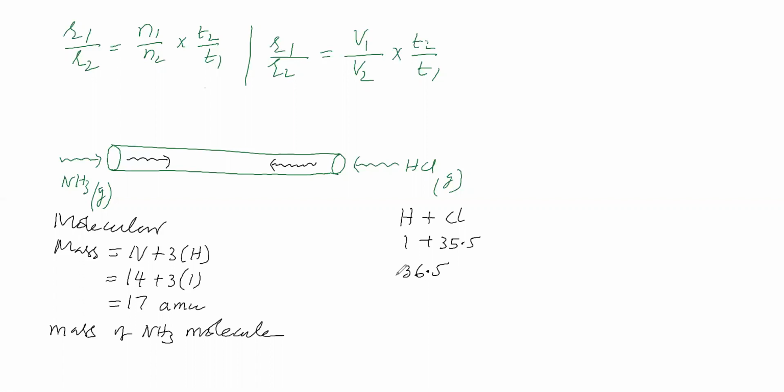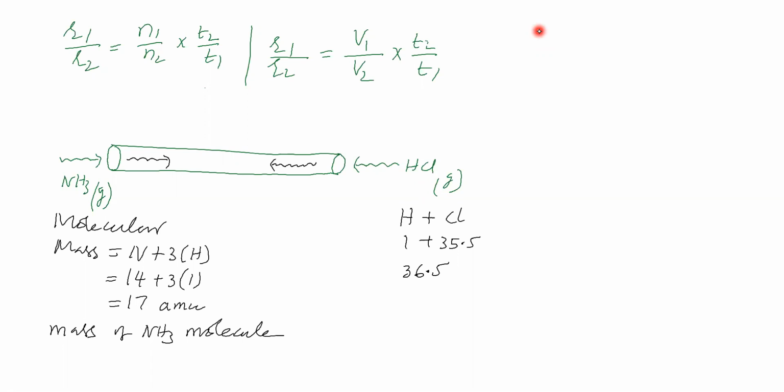Now let us provide other conditions. Here the pressure of ammonia, let us keep the same. Here the temperature, let us keep the same. The number of moles of ammonia gas taken and the number of moles of HCl gas taken, let us take the same. All the conditions we will provide the same: same pressure, same temperature, same number of moles.